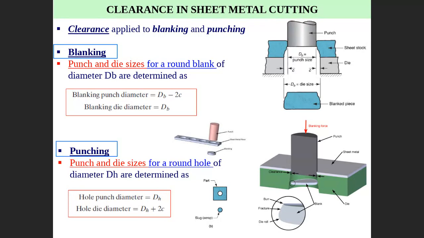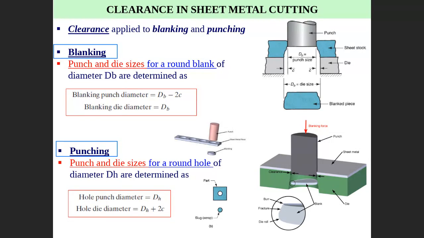The question is how to obtain the die diameter and the punch diameter in blanking and punching. What is the relation with clearance, how to add the clearance to the die diameter and punch diameter in blanking and punching. Please listen to me carefully. This is really important and most students are confused about this one. So please give me your attention.